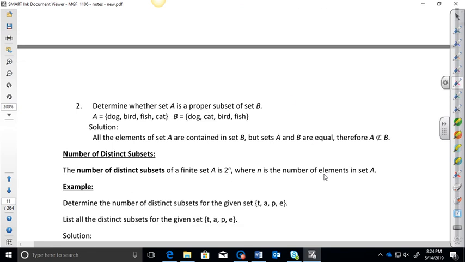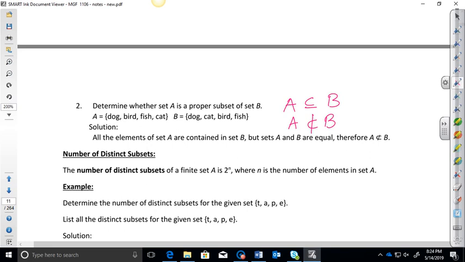So this one, A is a subset of B, but A is not a proper subset of B. Why is that? Because they are the same. So same set cannot be a proper subset. So it is not a proper subset, but it is a subset. Set itself is a subset, but not a proper subset.